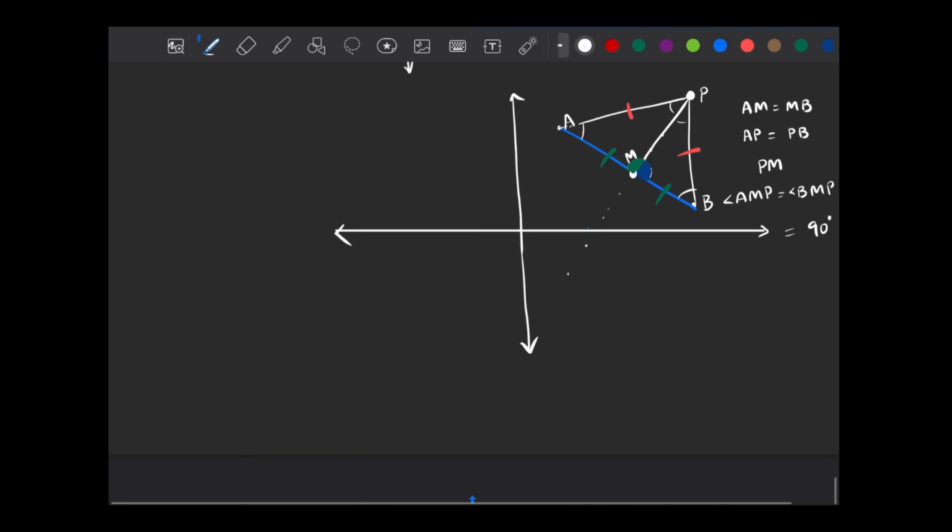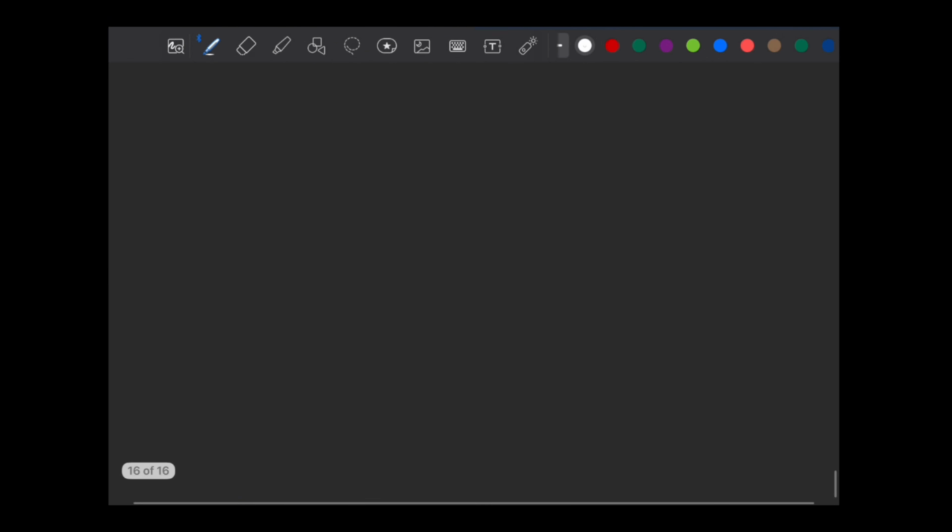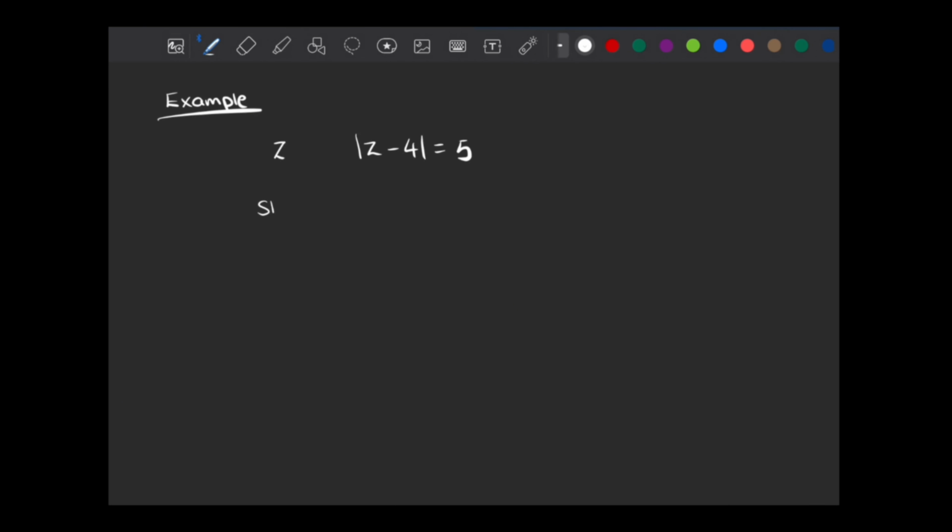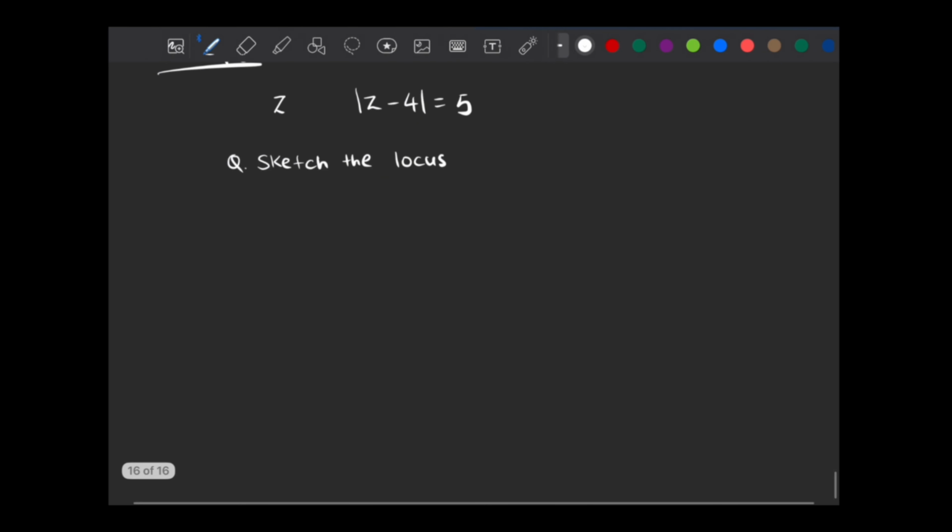Now let's look at some examples of questions involving the concepts we've looked at so far. So, given that this complex number z satisfies this condition, we want to sketch the locus of z on an Argand diagram. So let's first draw a diagram.